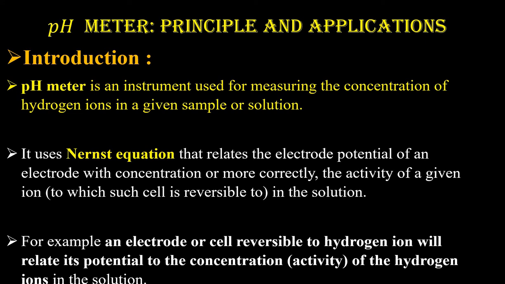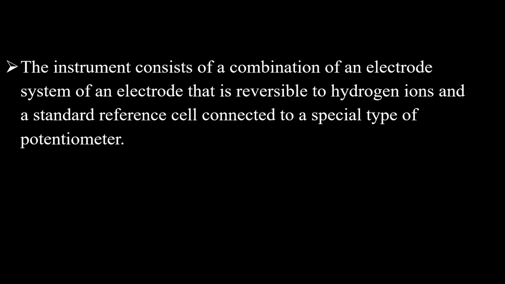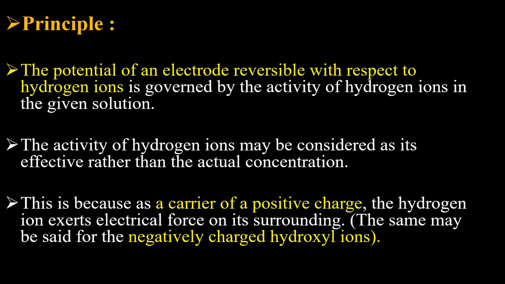For example, an electrode or cell which is reversible to hydrogen ion will relate its potential to the concentration or the activity of the hydrogen ion in a given solution. The instrument consists of a combination of an electrode system, an electrode that is reversible to hydrogen ions, and a standard reference cell connected to a special type of potentiometer. Now we'll consider the next point, that is the principle of working of the pH meter.